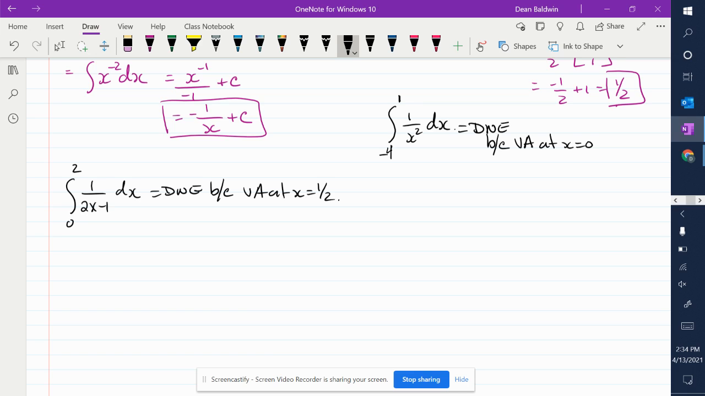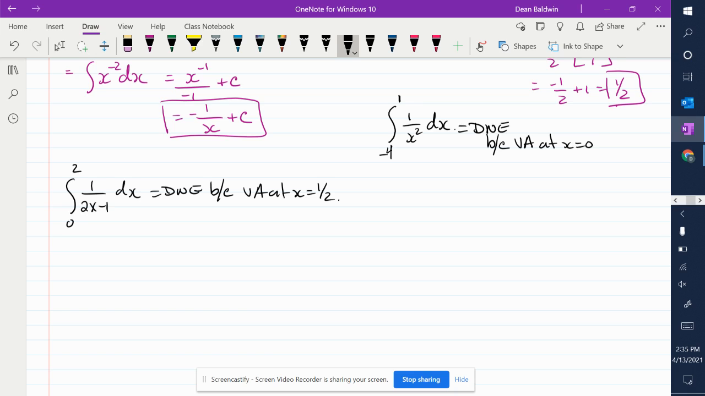Sorry, say that again. No, because you can't get to that point, right? Because if I said, here's your graph, and this is at 2, and I said integrate it from 0 to 2, I can't draw a rectangle here, right? Because what height do I go to? It's infinite, so, all right?